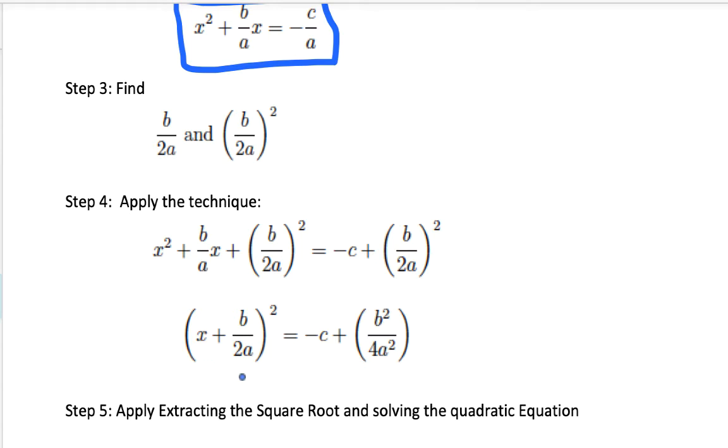Now we will apply the other method we learned earlier, which is extracting the square roots, and then we solve the quadratic equation. So these are the basic 4 steps by which we apply completing the square and solve a quadratic equation. So let's do some examples.